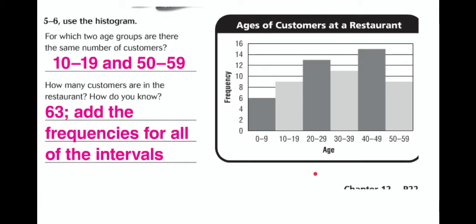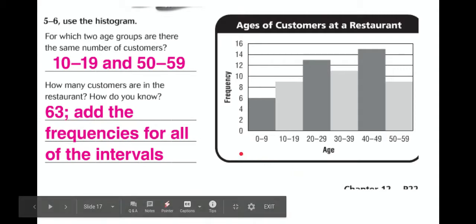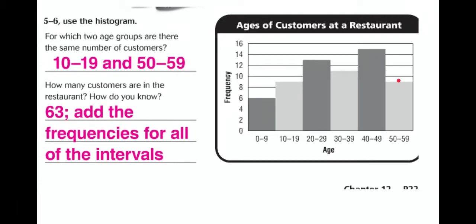Now, how many customers are in the restaurant? How do you know? Well, we didn't really talk about this for any of the other problems, but I wanted to see if you were able to get it. Remember, these frequencies represent numbers of people. So how did I get 63? I added all of the heights or the frequencies of these intervals.